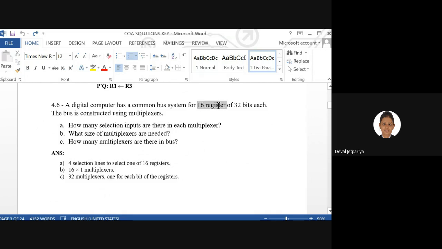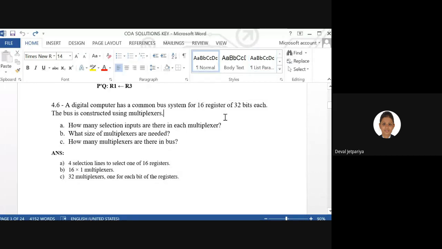And say for every multiplexer we require 4 selection lines, because every multiplexer is of size 16 cross 1. No, how is it 32? If it is 32, that means 2 raised to 5. So do we require 5 selection lines? And using 32 as an input size, how can we get 16?